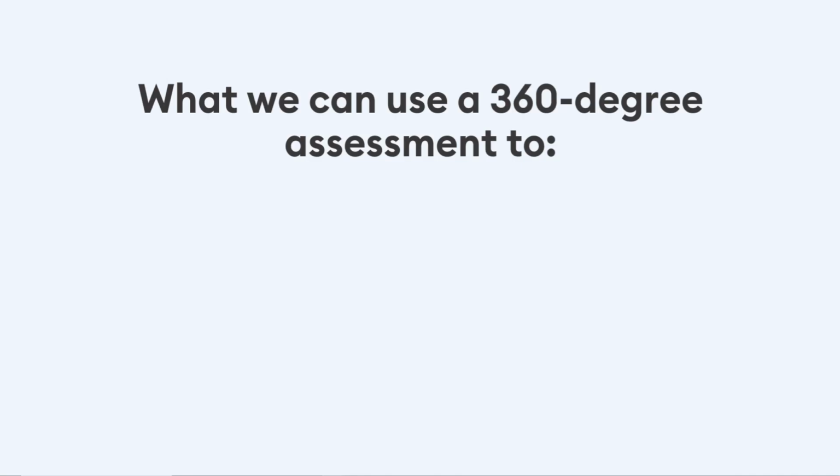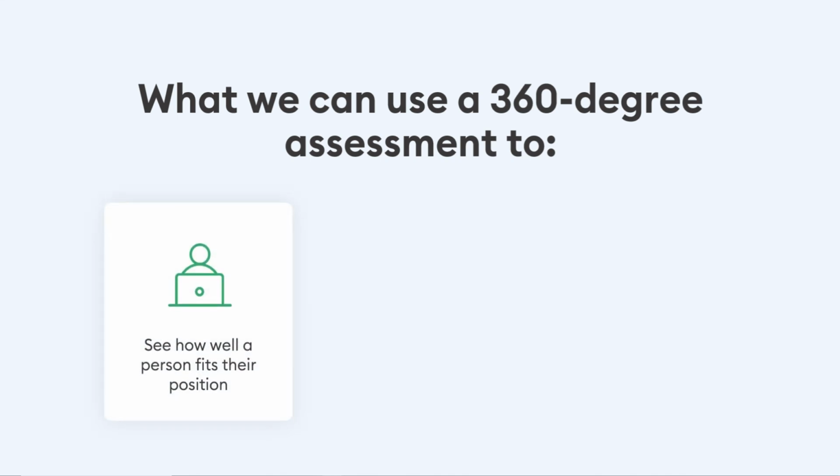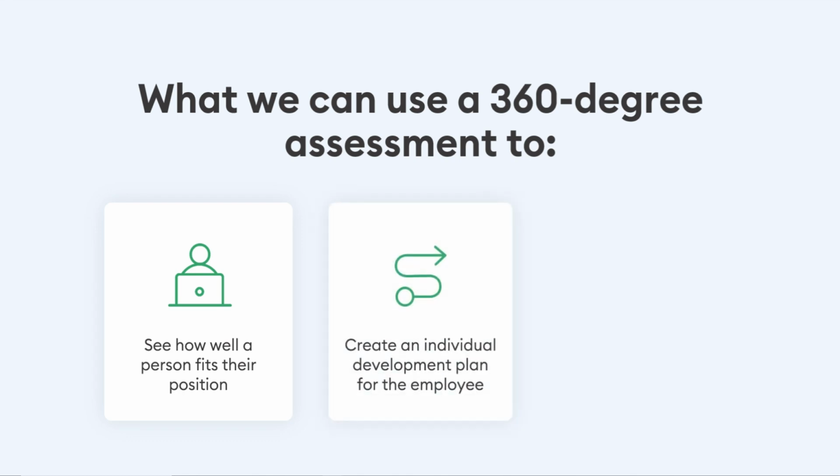Now let's look at how we can use a 360-degree feedback assessment. First, this new module will show you how well a person fits their position. iSpring Learn analyzes the evaluation of supervisors, colleagues, and subordinates, as well as their self-analysis, so you can view an employee from different perspectives and see how well they perform in their job responsibilities.